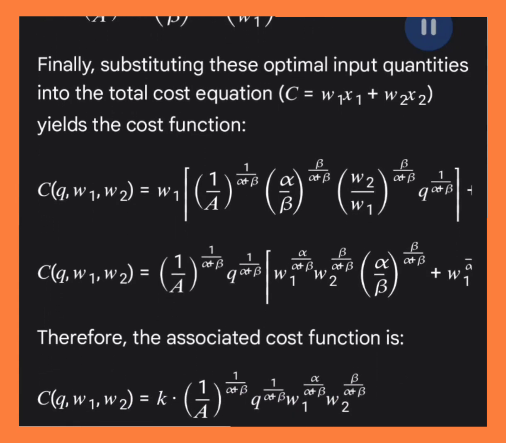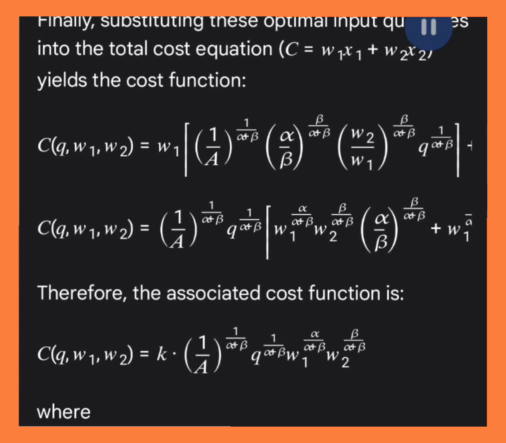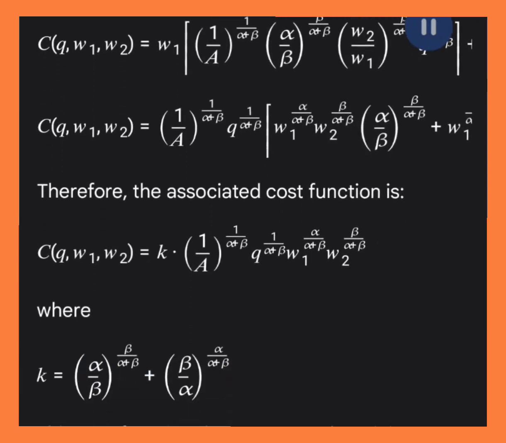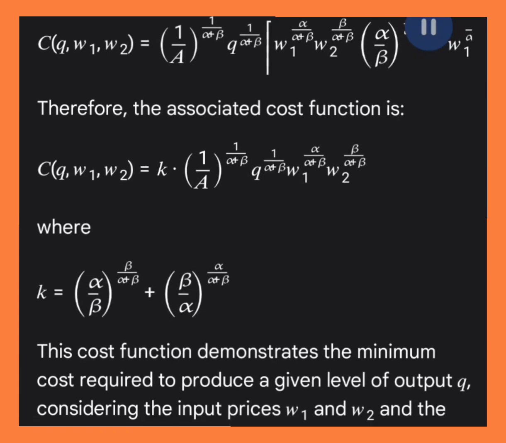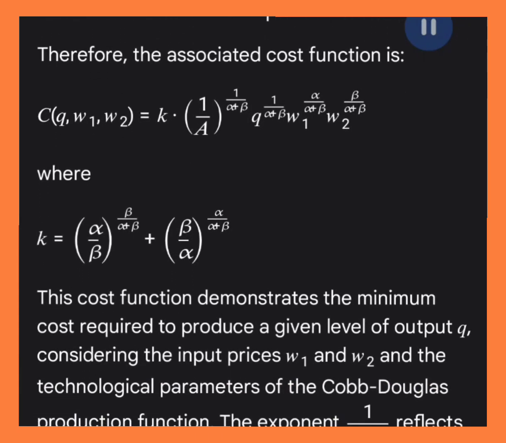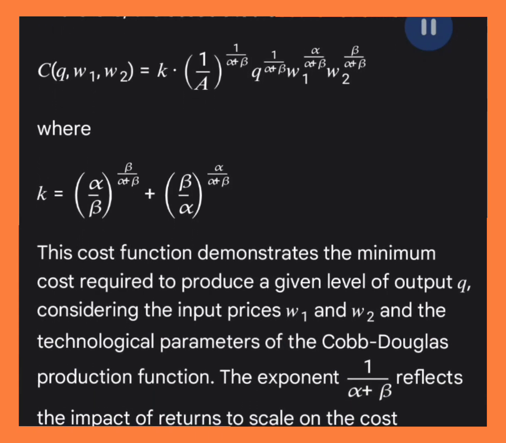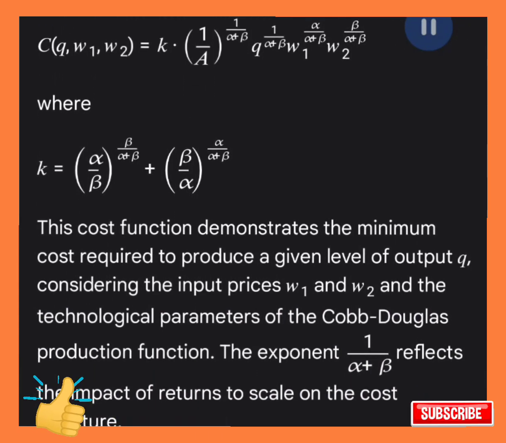where this cost function demonstrates the minimum cost required to produce a given level of output Q, considering the input prices W_1 and W_2 and the technological parameters of the Cobb-Douglas production function. The exponent fraction 1 over alpha plus beta reflects the impact of returns to scale on the cost structure.